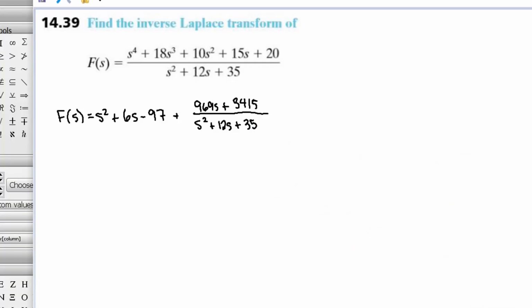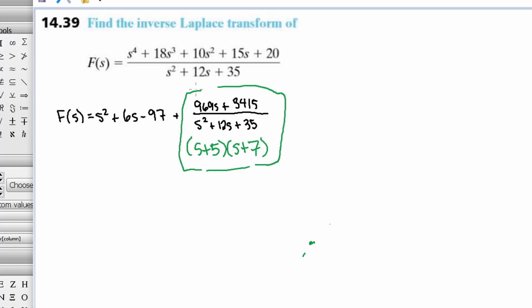Okay, so then I can rewrite this function as follows. So s squared plus 6s plus or minus 97, and then this fraction. But notice the denominator, s squared plus 12s plus 35, that denominator can be factored as s plus 5 times s plus 7. So I am just going to do partial fraction decomposition on that part of it.